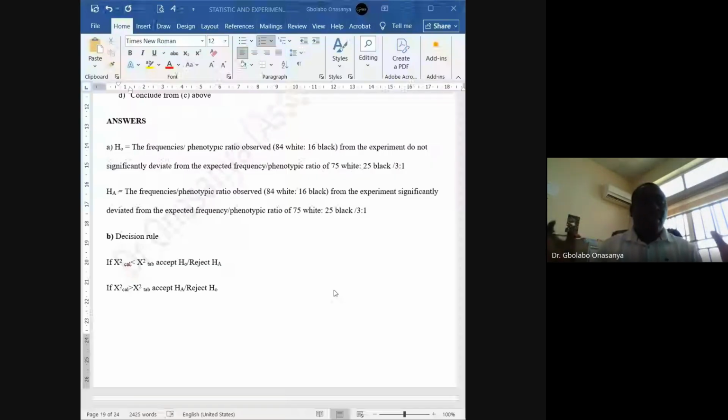the experiment do not significantly deviate from the expected phenotypic frequency ratio of 75 white, 25 black in 3:1 phenotypic ratio. While the alternate hypothesis will now say the frequency or phenotypic ratio observed, which is 84 white to 16 black piglet from this experiment significantly deviated from expected frequency of 75 white to 25 black piglet in ratio 3:1 phenotypic ratio.